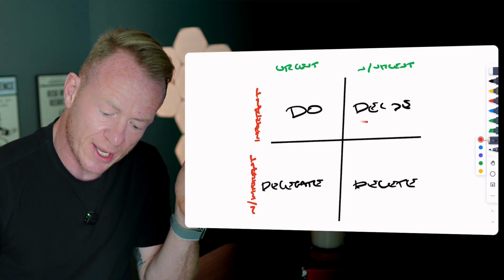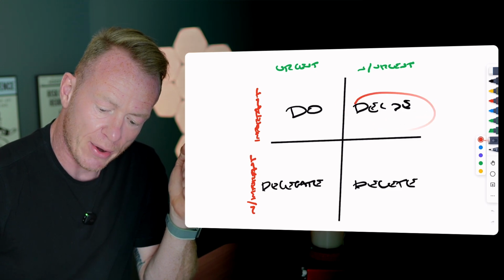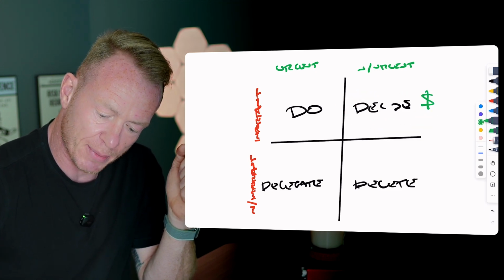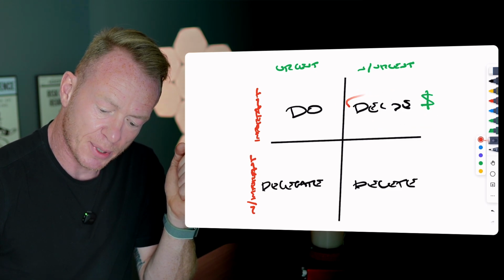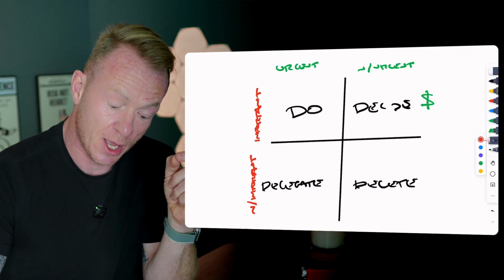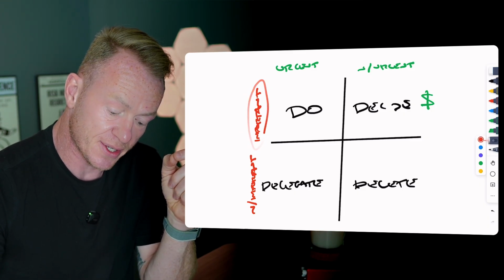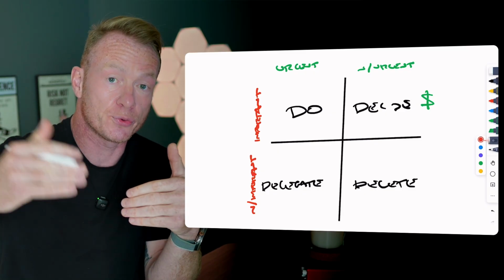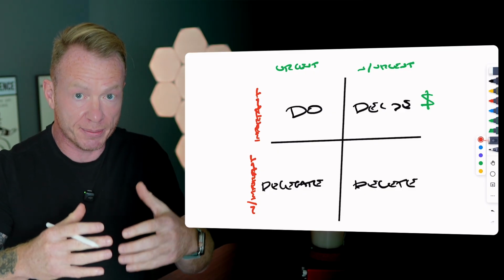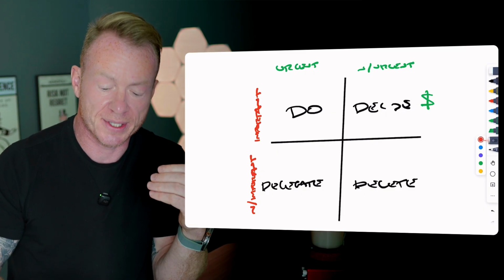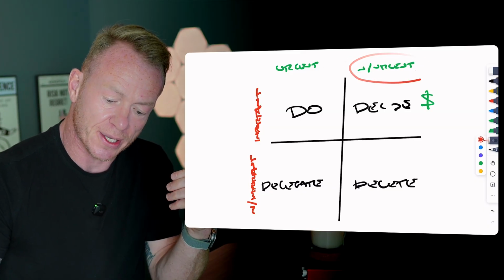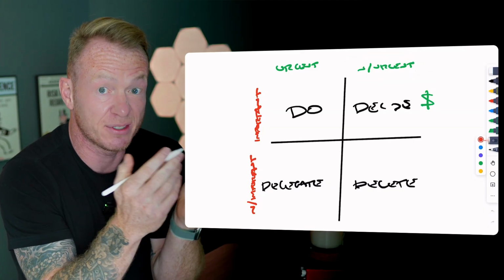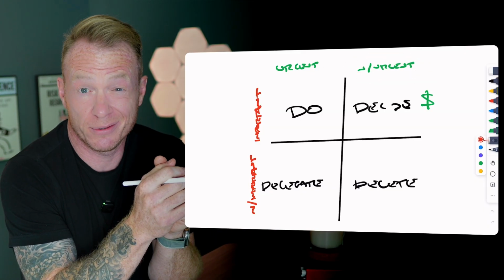Okay, box number 2 is decide. I've referred to this in the past as the money box, and I'll tell you why. This is decide because the things in this box are important to the business, meaning these really need to be done for the growth of the business. We're going to build the business and move it forward by doing these things, but there's no sense of urgency. I don't have to do this today, I don't have to do it tomorrow, I don't even have to do it next week.